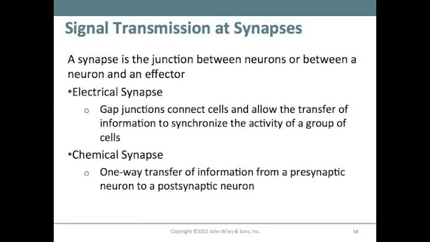Maybe you need to release a hormone or something, like your adrenal glands, which are situated on top of your kidneys. So you have to get a signal to go down and kick in your adrenaline. Electrical synapse: there's a gap junction that connects cells and allows the transfer of information to synchronize the activity of a group of cells. And then a chemical synapse is a one-way transfer of information from a presynaptic neuron to a postsynaptic neuron. We'll talk about those two terms in a minute.